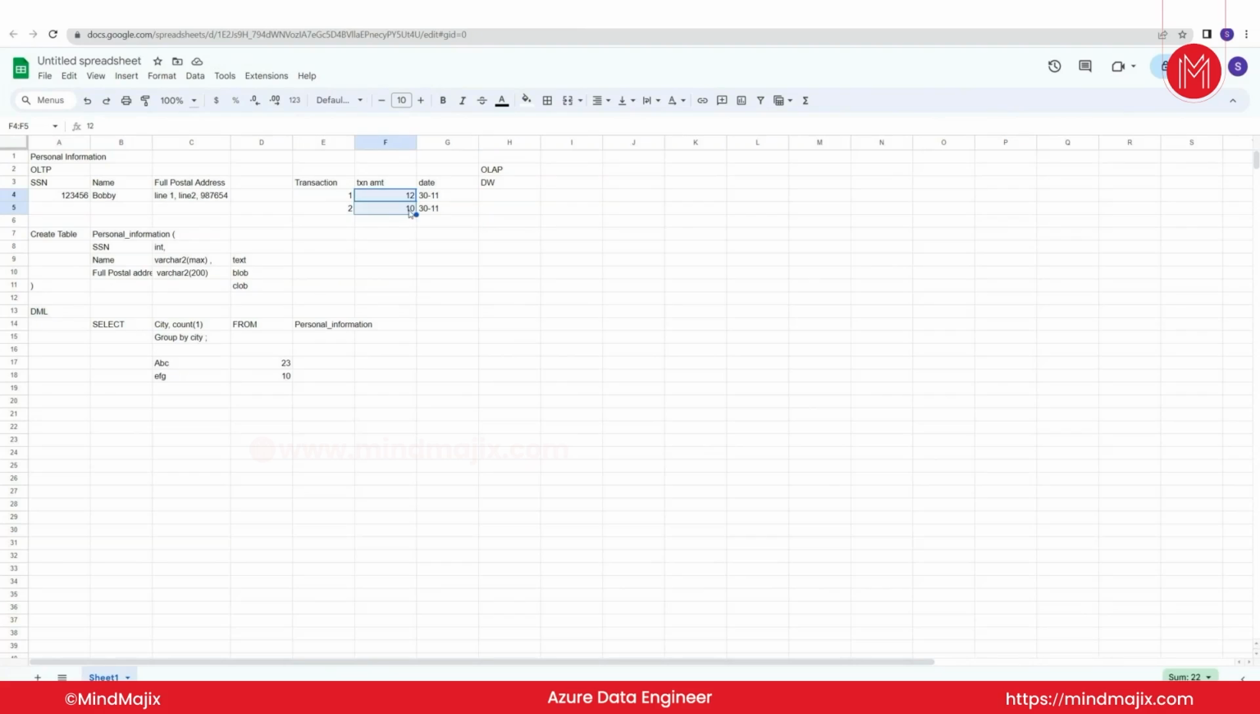But in the data warehouse, I would be having the 30-11 date, but I will be storing the total of the transaction amount. I will not be storing detailed information. So this is just a date example.